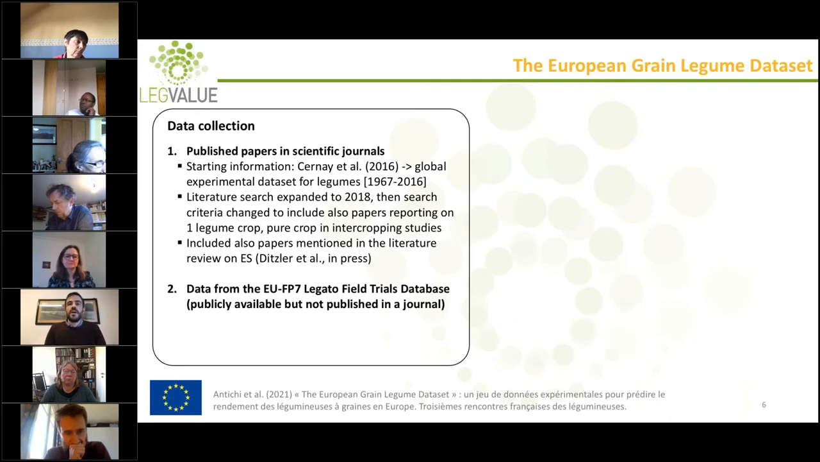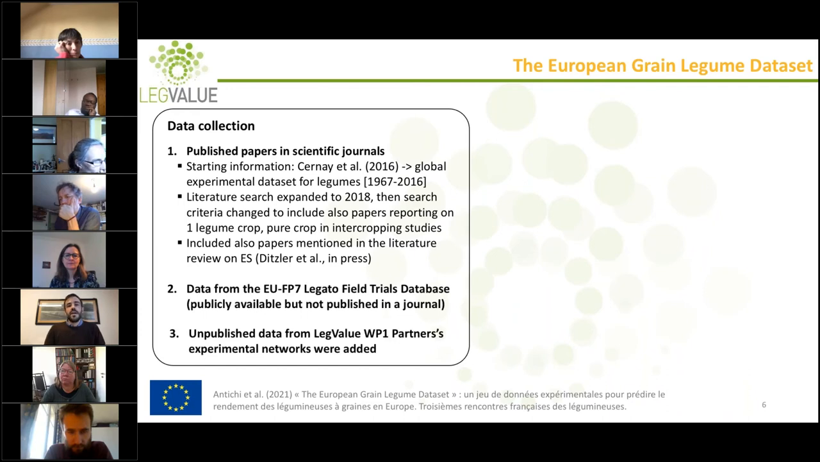Then we also enlarged our data set, including the huge experimental field data coming from a past FP7 project, that is the Legato project, that produced a data set that is publicly available. And then we also asked the Lab Value partners who are managing different networks of field experiments in their own countries to supply our data set with their own unpublished experimental data.